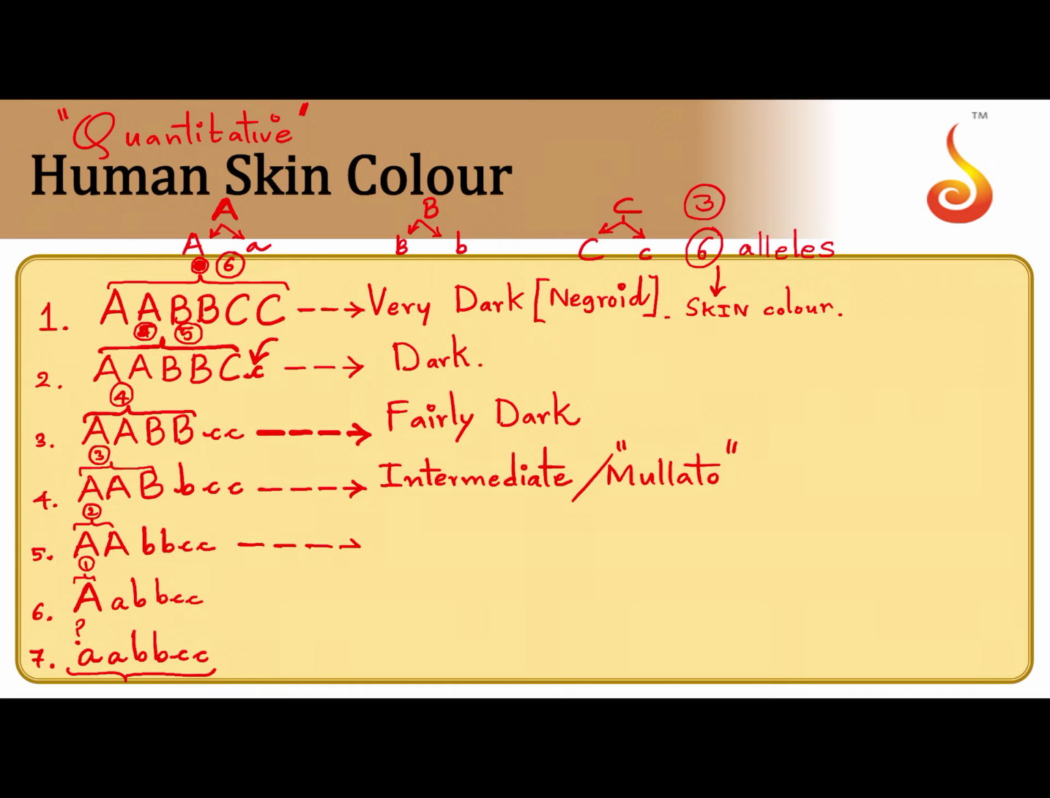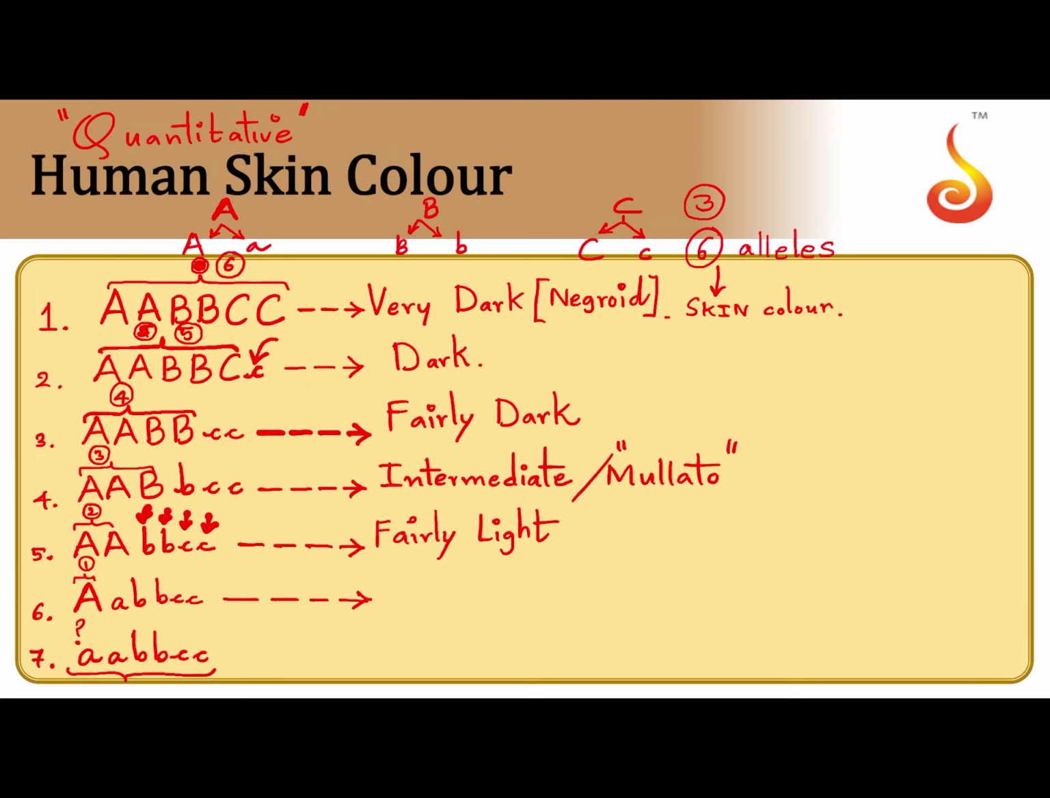Now see how it becomes in the fifth case. There are only 2 dominants. Recessives are taking over now. There are more recessives, isn't it? 4 of them are recessive over here. So now this becomes fairly light. The shade of the skin here is called fairly light. It is not qualified as light, but it is not qualified as intermediate also. So it's been termed as fairly light.